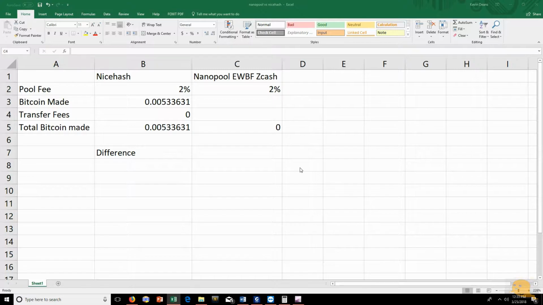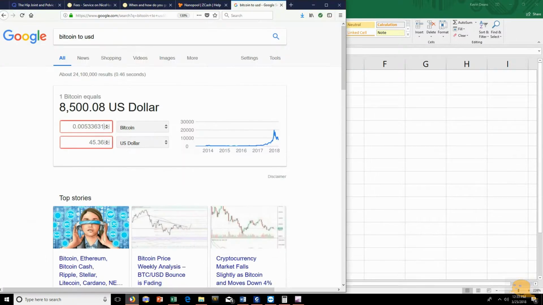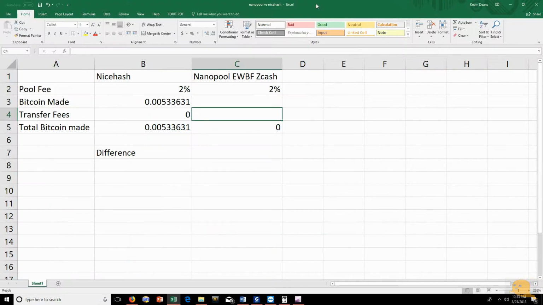So I have the spreadsheet pulled up right here. We have NiceHash versus Nanopool with the EWBF Zcash miner. Both of them have the 2% mining pool fees. Then you have the Bitcoin made right here from NiceHash, and this is a 7-day comparison. I haven't done Nanopool yet, that'll be next week. But as you see right here, I made 0.00533631. Let's look up what that is on today's market. That's $55.36, with Bitcoin being $8,500.08. That's pretty bad, guys.